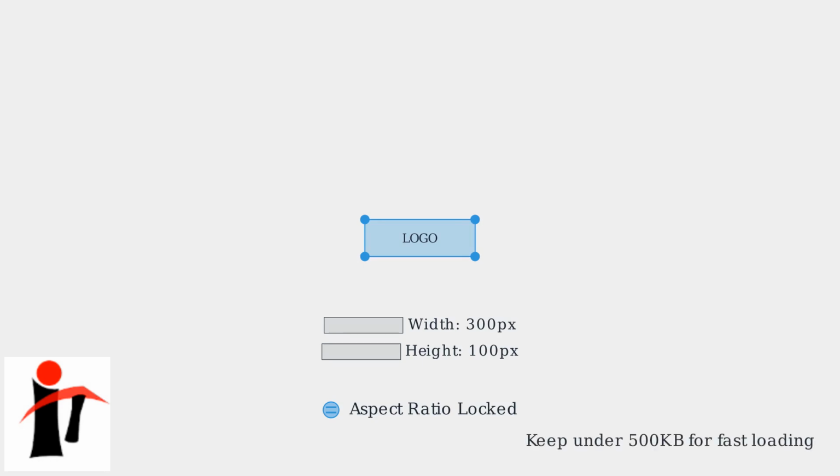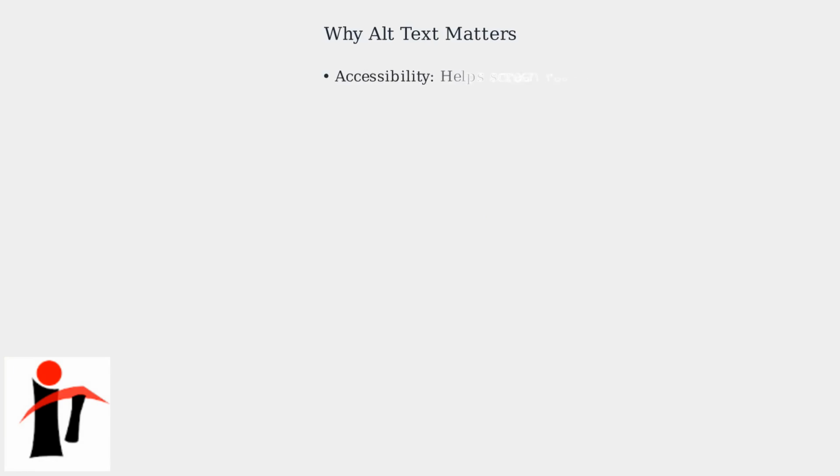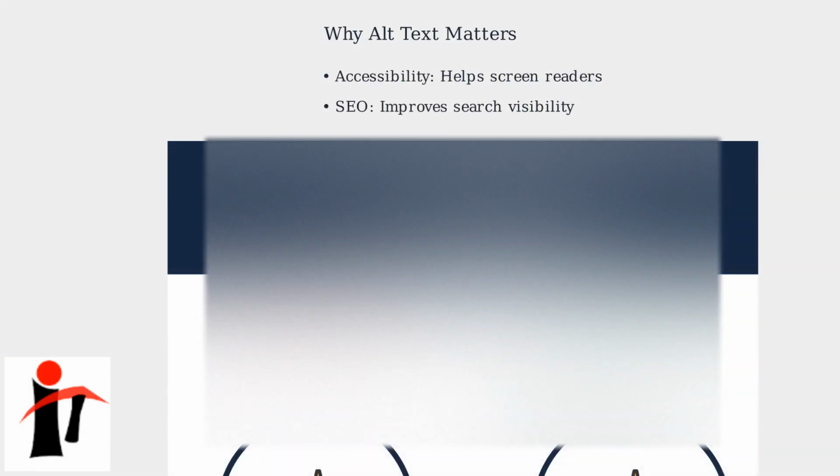For optimal site performance, Wix recommends keeping your logo file under 500 kilobytes. Larger files slow down page loading, which can affect user experience and search rankings. SEO alt text is crucial for accessibility and search engine optimization. It helps screen readers understand images and improves your site's visibility in search results.